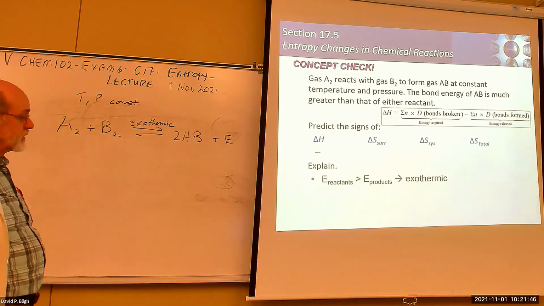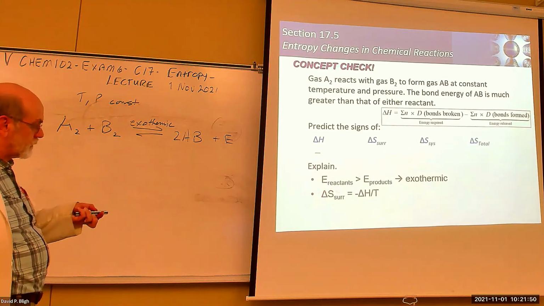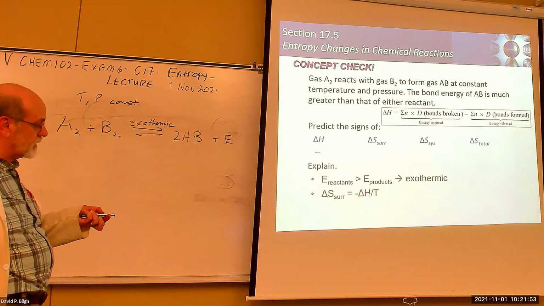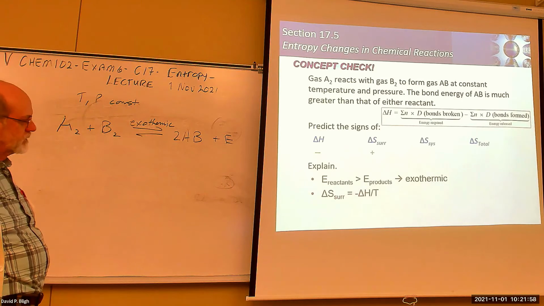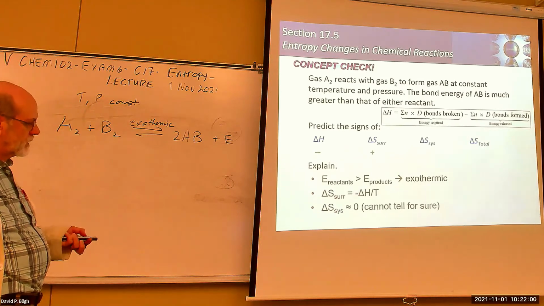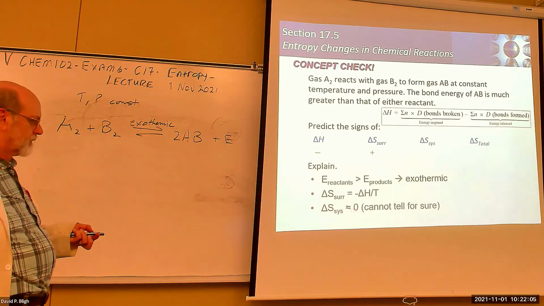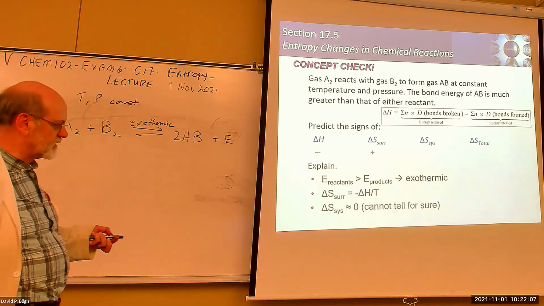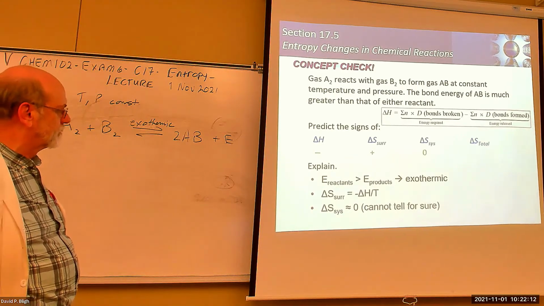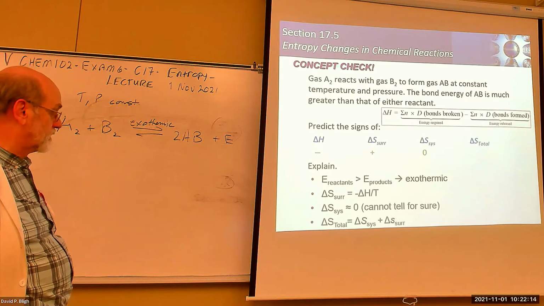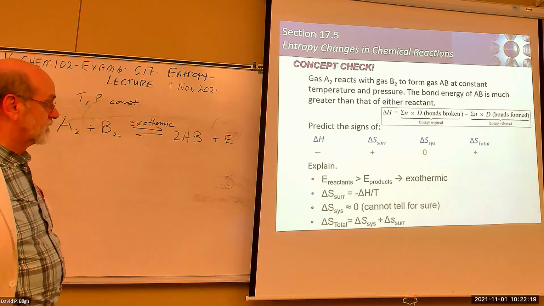How about the surroundings? Well, we use this formula for the delta S for the surroundings. If delta H is negative, then our term here is going to be positive. We can't tell for sure about the system. We think it's approximately 0, which means the total would be positive. So this should be spontaneous.